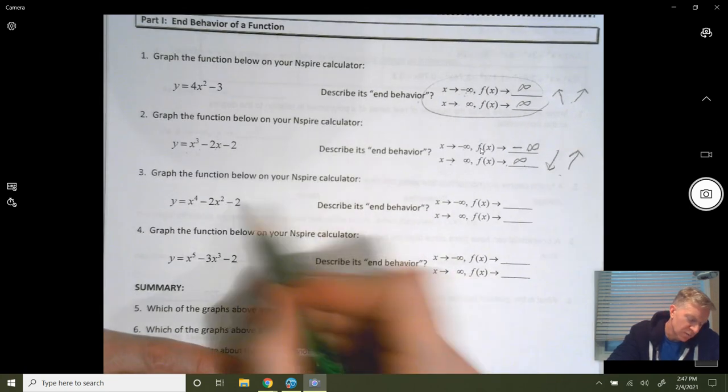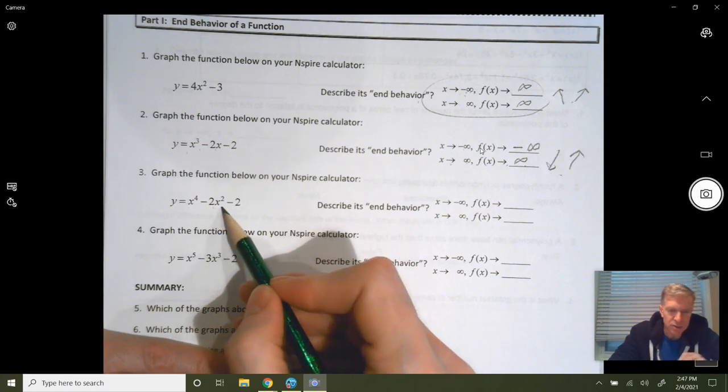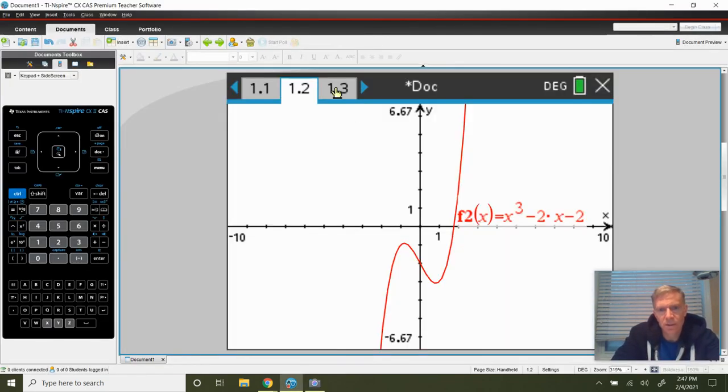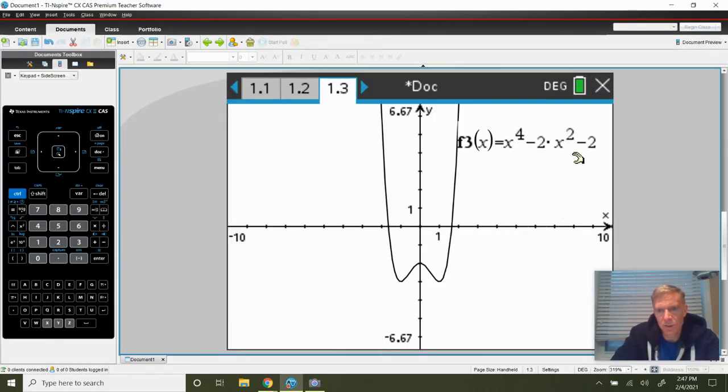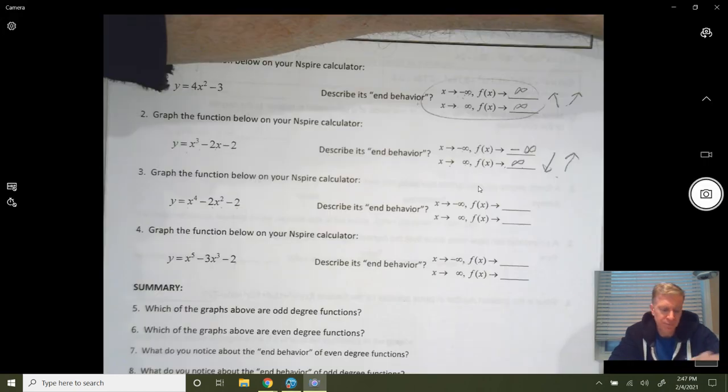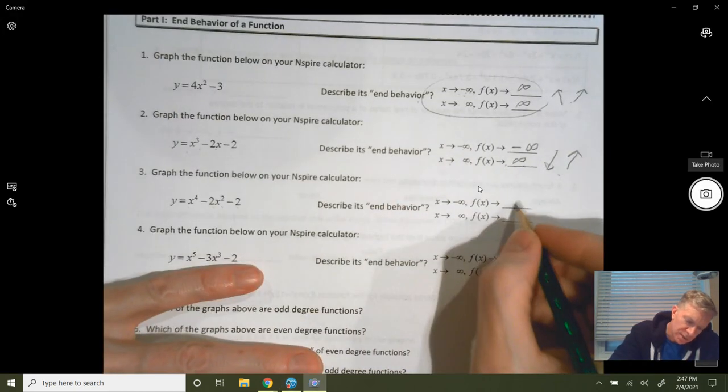The next one, x to the 4th minus 2x squared minus 2. Let's take a look. That one here, x to the 4th minus 2x squared minus 2. On the left, your y value is going up to positive infinity, and on the right, also up to positive infinity. Okay, so these are both going to positive infinity.